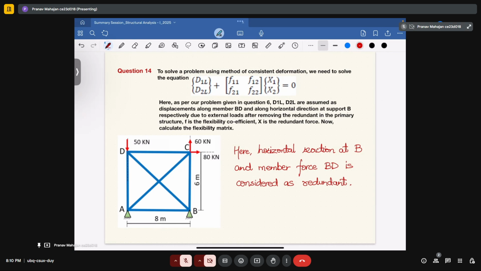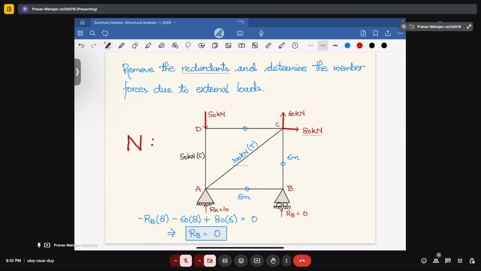So for the first case, we will remove the horizontal reaction from B. If we remove the horizontal reaction from B, that will become a roller support. In this, your member force BD will become the second redundant force. Now consider this after removing both the redundant forces. We have removed both: one is the BD member and the other is the horizontal reaction at point B. Now we will analyze the structure.